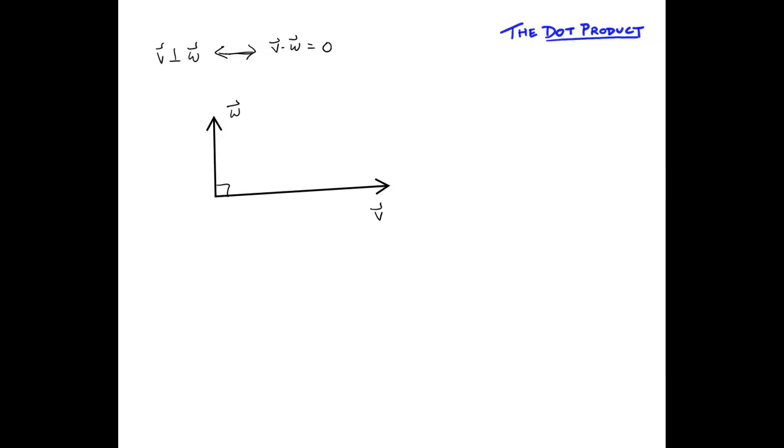So if we're looking at, say, W dot V, that's going to be the scalar projection of W onto V times the length of V. But what's the scalar projection of W onto V? It's going to be nothing. It's not going to cast any shadow whatsoever. It's going to be 0 times the length of V, which is, of course, 0. So we see that when two vectors are perpendicular, definitely it follows that their dot product is 0.